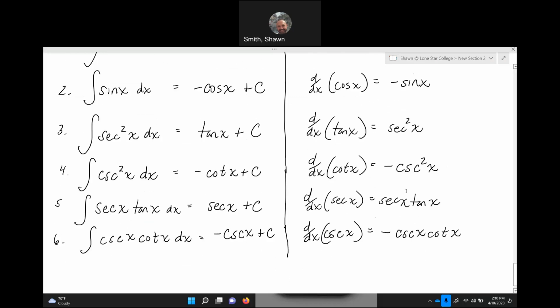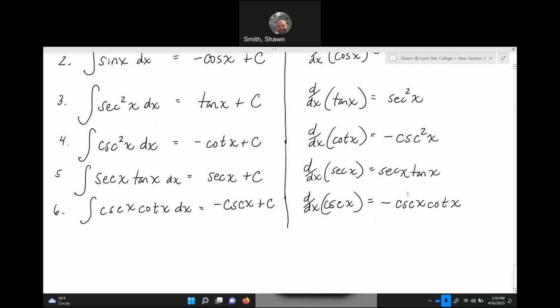Some more. That's not all of them. Number 7, the integral of e to the x dx. This one's really nice because the derivative of e to the x is e to the x. So the antiderivative of e to the x is e to the x plus c.